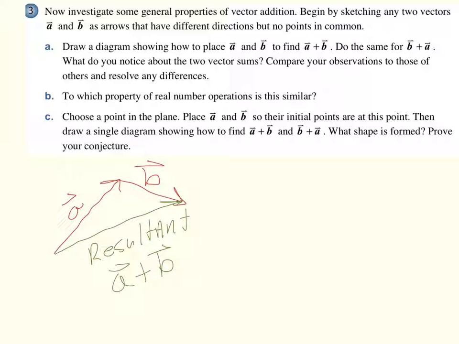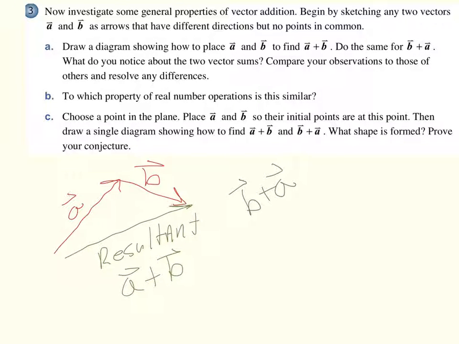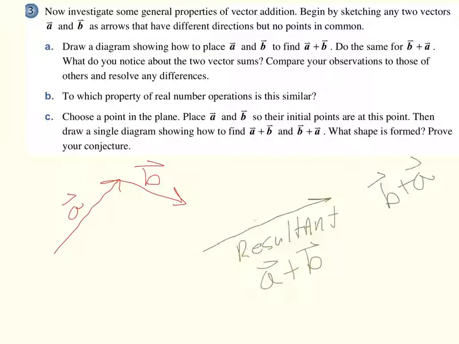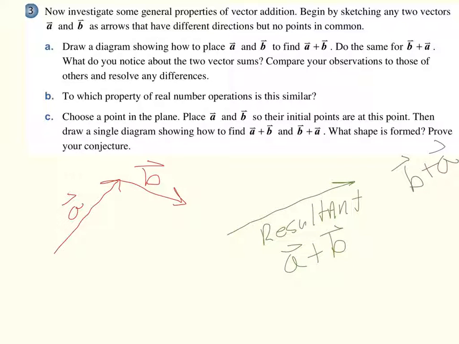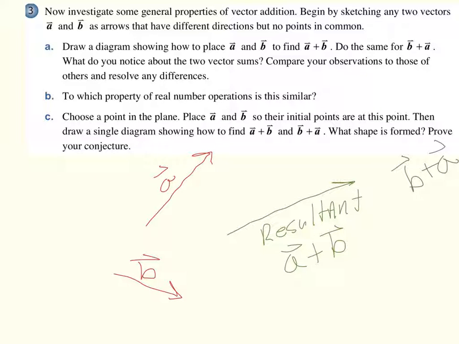But what about B plus A? What if I take vector B and I add that to vector A? Do I get the same vector? Well, let's move all of this out of the way. Let's move vector B down here and move vector A over there.